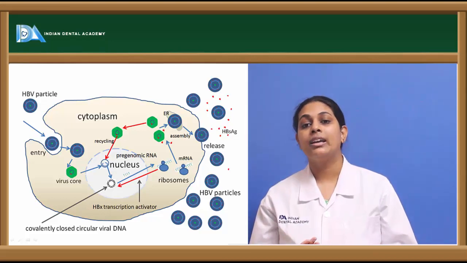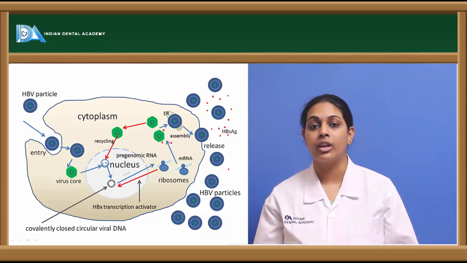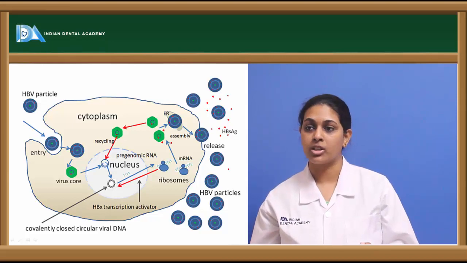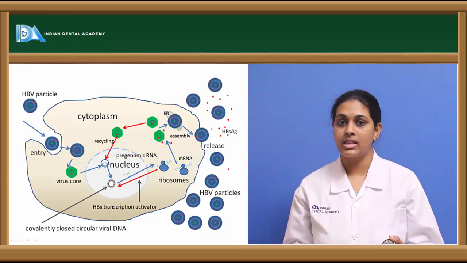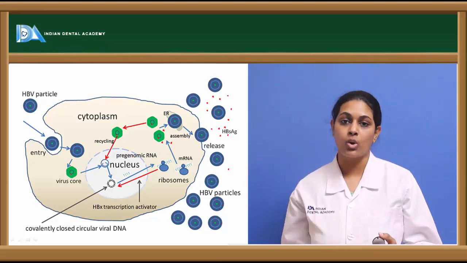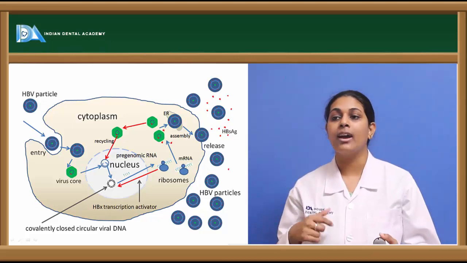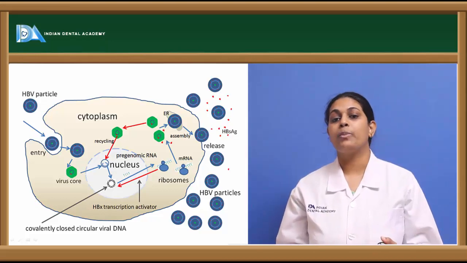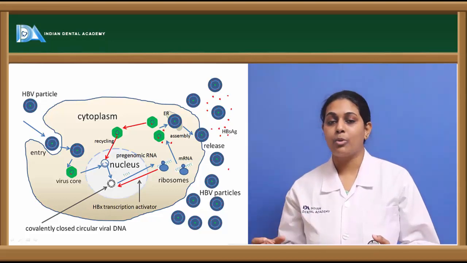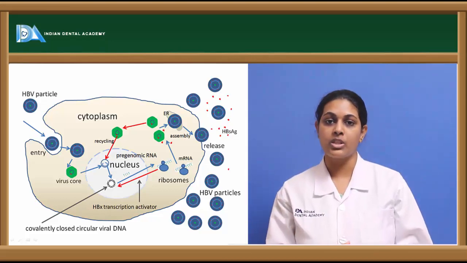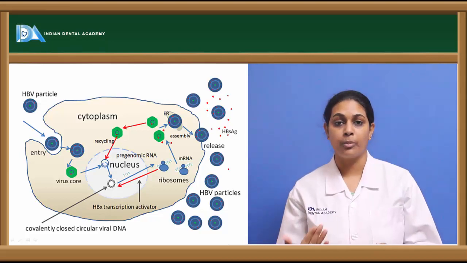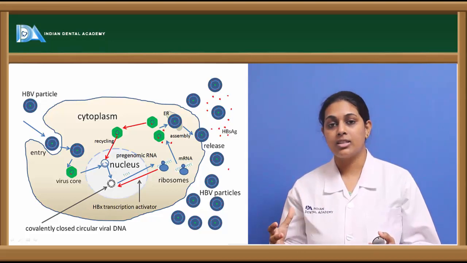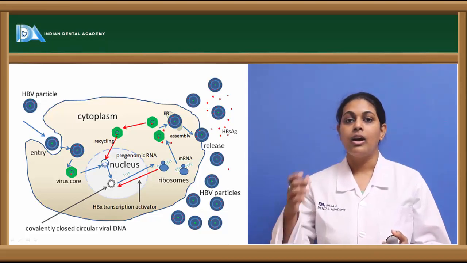synthesize the DNA strand, which is similar to that of the host individual, with the help of the HBx transcription factor. Once this template is synthesized, that of the viral RNA and the host DNA, then from the nucleus they reach outside the nucleus, within the cytoplasm, towards the ribosomes. At the ribosome, these are arranged into a proper sequence for further synthesis and further progression of this viral particle.